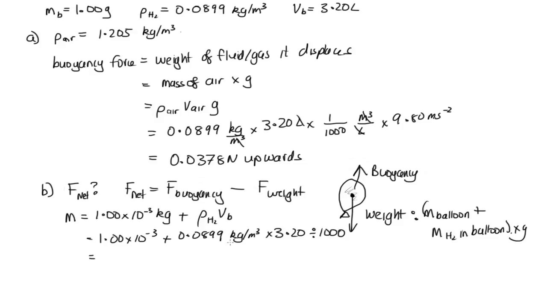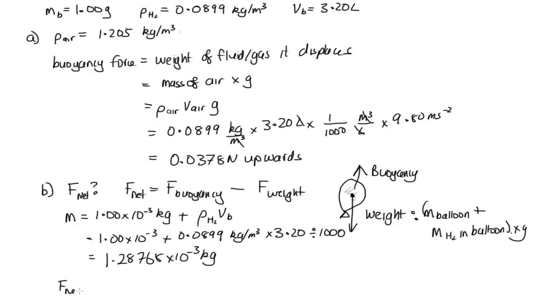So we can now solve this on the calculator to get the total mass of that hydrogen balloon. So that gives us 1.28768 times 10 to the minus 3 kilograms. And so the weight force will just be this times g, 9.8.